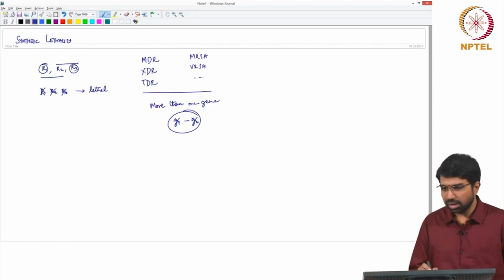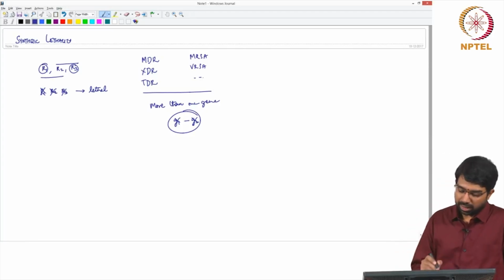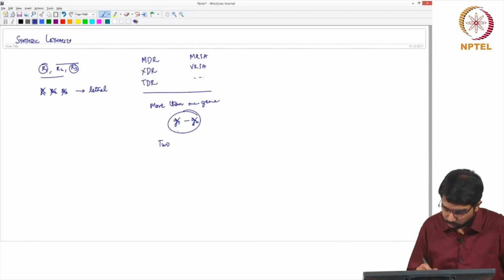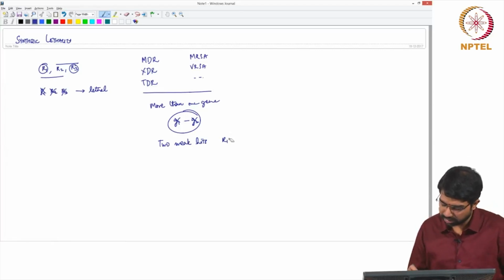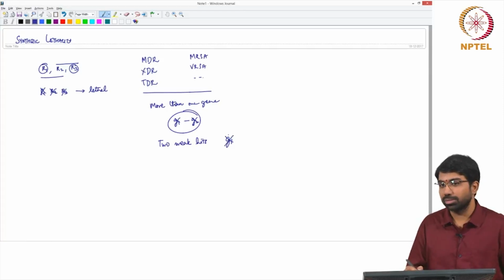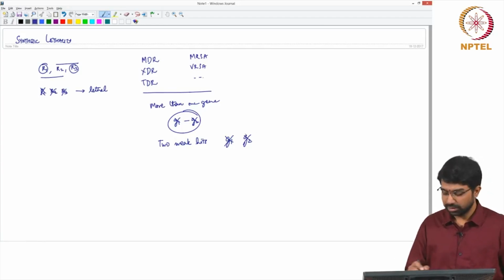But the flip side is that if you have two weak hits, say R1 or G1, let us stick to genes for the moment. If you remove G1, nothing happens, so there is no major selection pressure arising out of G1. You remove G2, nothing happens, no major selection pressure. You remove G1 and G2, the organism dies. So, these are two weak hits that can essentially trick the organism.